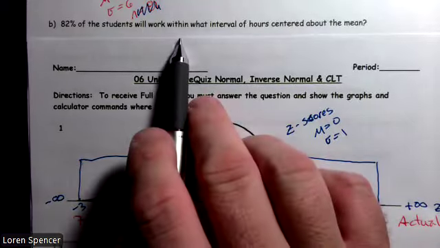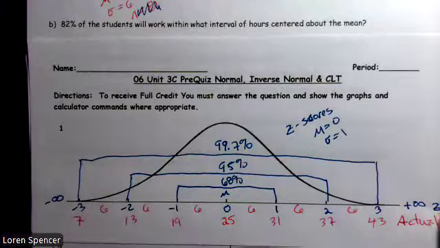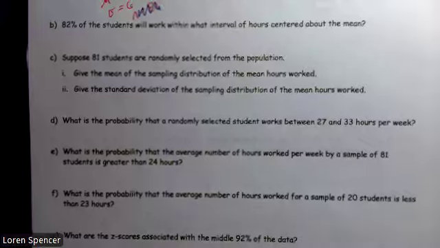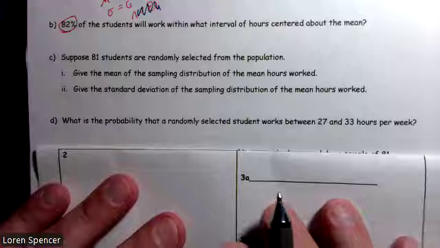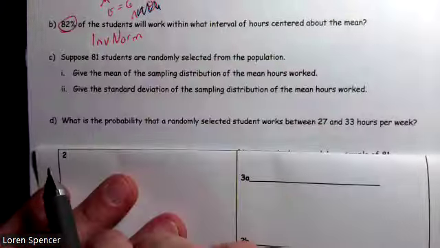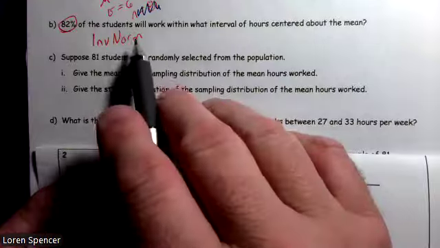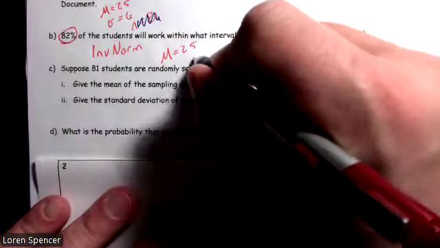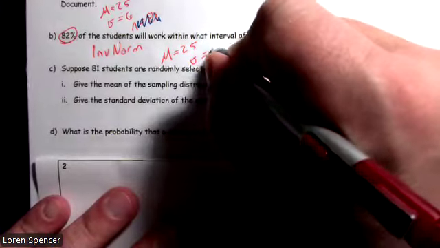Question 2: 82% of the students will work within what interval of hours centered about the mean? All right, so first off, they gave me a percent. If they give me a percent, that lets me know that I'm working with an inverse norm if we have a normal population, and they already told us we have a normal population, and they also told us up above that our mean is 25 and our standard deviation is 6.